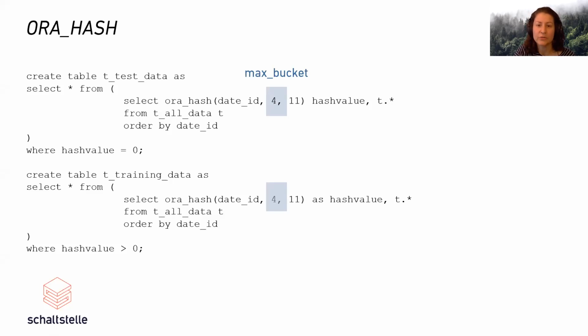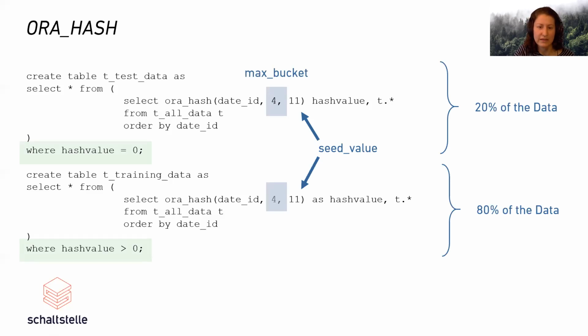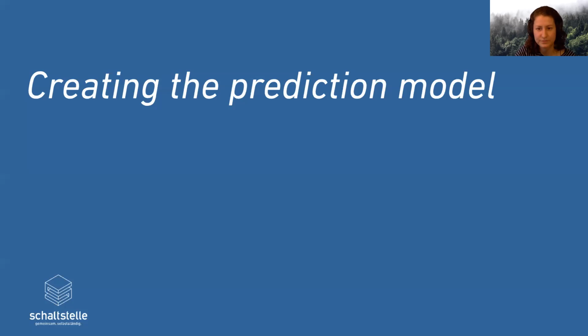The second argument you see here is the seed value. ORA_HASH allows to produce different result sets from the same data set with different seed values. With the 5 buckets that we have, we use 1 in the first query and 4 of them in the second query. And this results then in a 20/80 distribution of our data set. That was easy, right? Now let's create the prediction model.